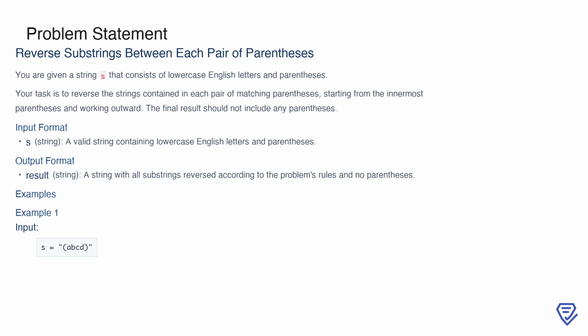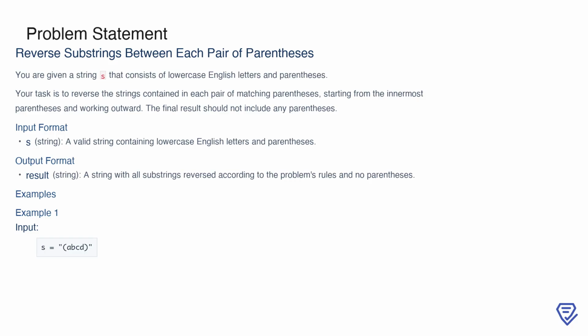The problem we're solving is to reverse substrings between each pair of parentheses in a given string. The string, denoted as S, is guaranteed to contain only lowercase English letters and balanced parentheses. Our goal is to reverse the contents inside each pair of matching parentheses, starting with the innermost ones first, and then remove the parentheses from the final output. The input is a valid string S, and the output is a transformed string with reversed substrings and no parentheses.